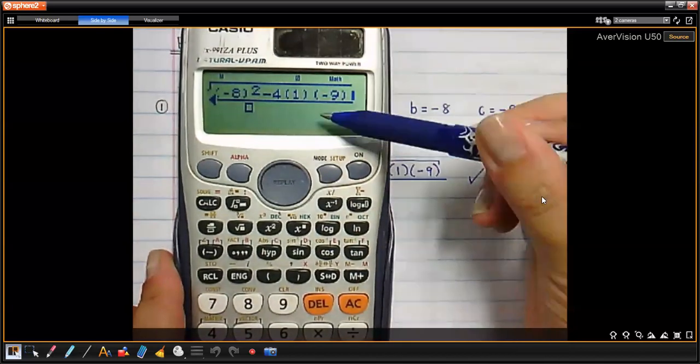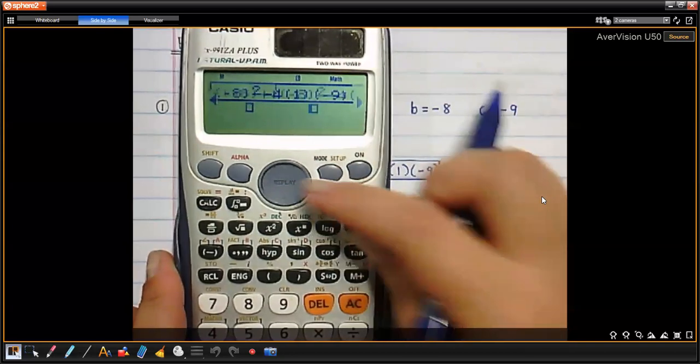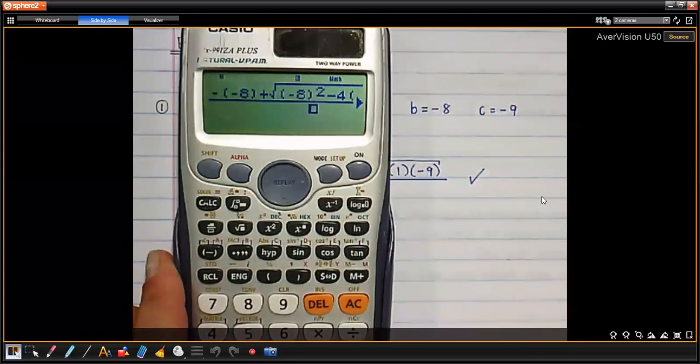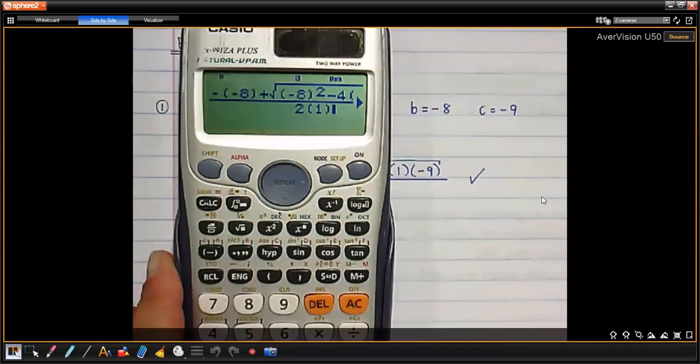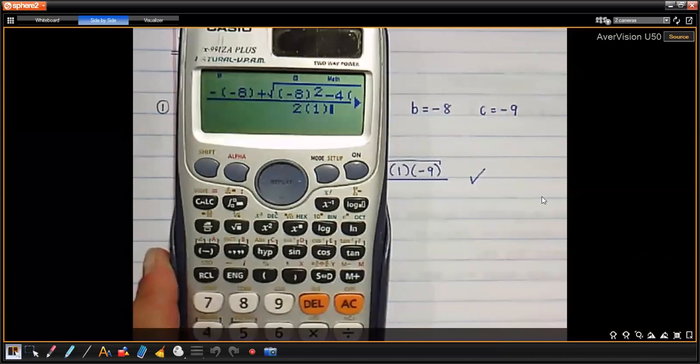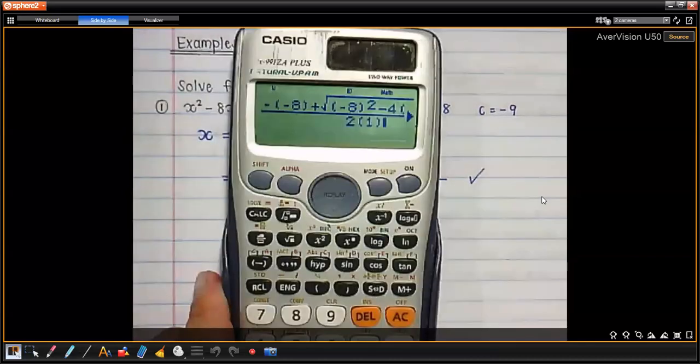But we want to now get to the bottom of the fraction, right? So we need to press that button again. Okay, so we're going to press it twice. And then 2 times 1. Maybe you just type in 2. That's fine. And it's 2 equals.